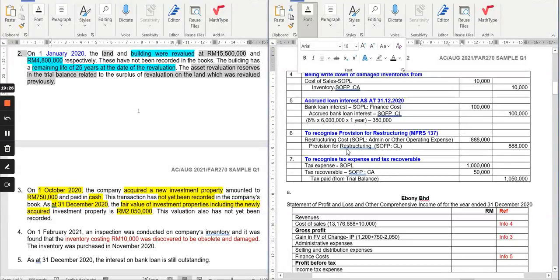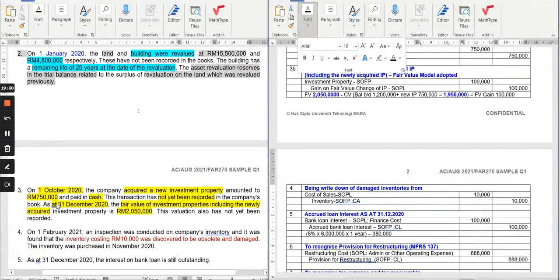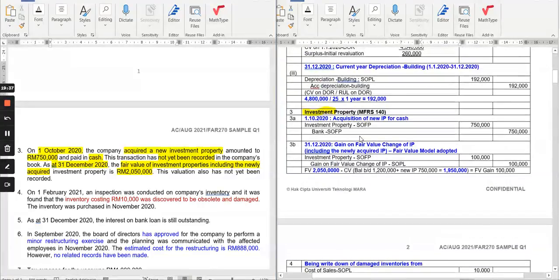Next one would be your item on investment property. So this is under MFRS 140. On 1st of October 2020, the company acquired new IP amounted to 750,000 and paid in cash. This is not a transfer, but this is a new acquisition.